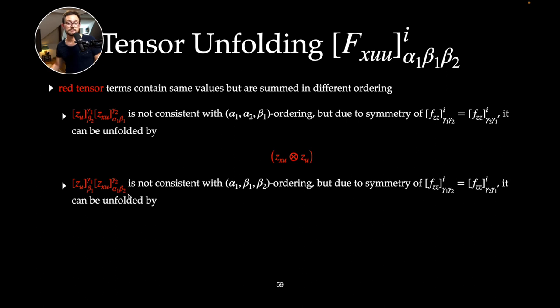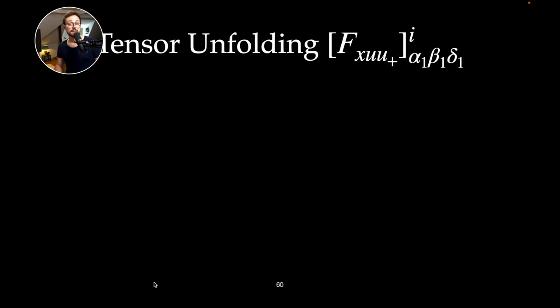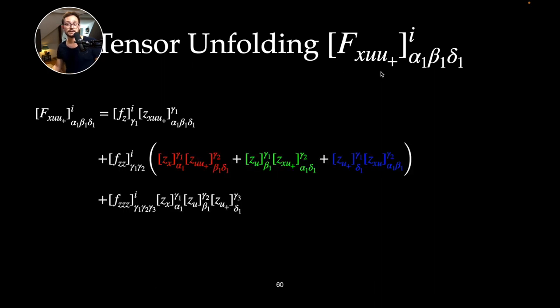For the other red term, this trick does not work because it then starts with alpha 1, which is good, but then it has beta 2, and I would like to have beta 1 actually there, so I need to permute the corresponding Kronecker product matrix. I'm using a permutation matrix. Again, this permutation matrix is just an identity matrix where I'm switching around the columns in a very specific way that is consistent with my ordering I want in my matrix. So the overall permutation matrix is again just the identity matrix plus this PXU matrix.